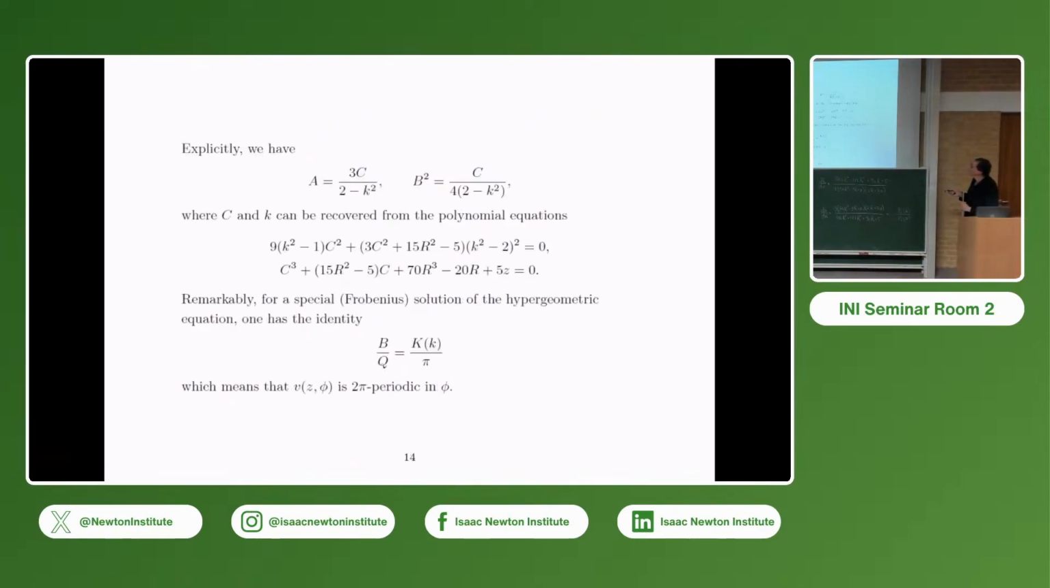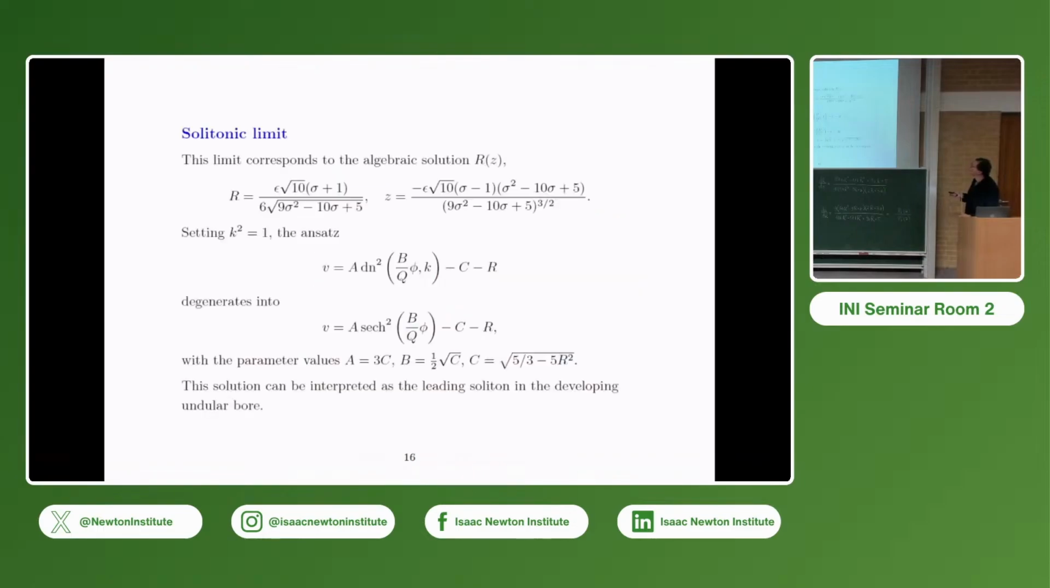All right, and then the last formula, I'll show you. What happens if for F of z we take algebraic solution of the Kudashev equation? So R is this, Z is this, sigma is a parameter. So in this case, the modulus k squared is equal to 1. And in this limit, it's the solitonic limit. In this limit, dn squared goes to sec squared, to trigonometric sec function. So solitonic profile. So this ansatz goes to this ansatz, right? And this is a single soliton. And all these parameters can be explicitly calculated.